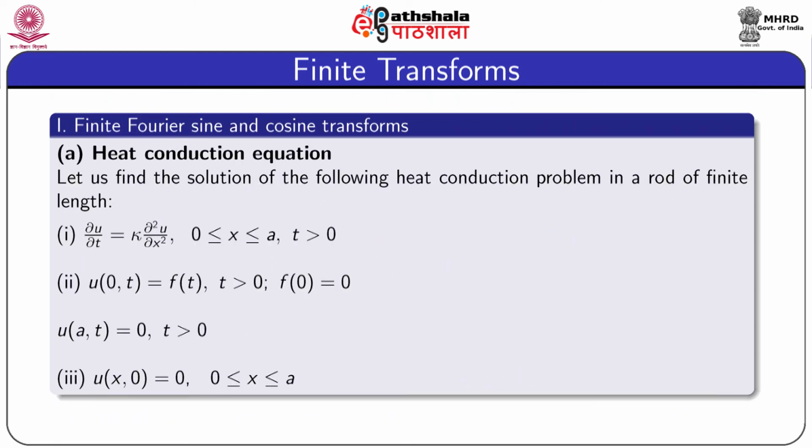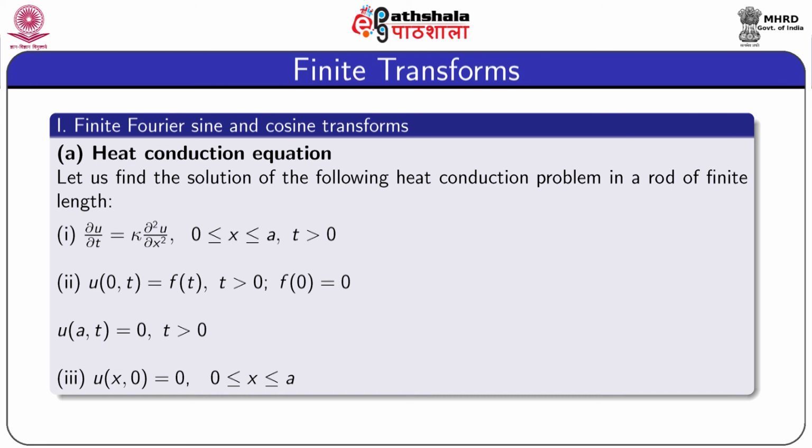Now, we are considering a physical problem where we shall use finite Fourier sine transformation. So, the problem considered is given here. We have to solve a heat conduction problem where there is a rod of finite length and the heat distribution is given by the equation del u del t equals kappa del 2u del x square, where x varies from 0 to a and t greater than 0.